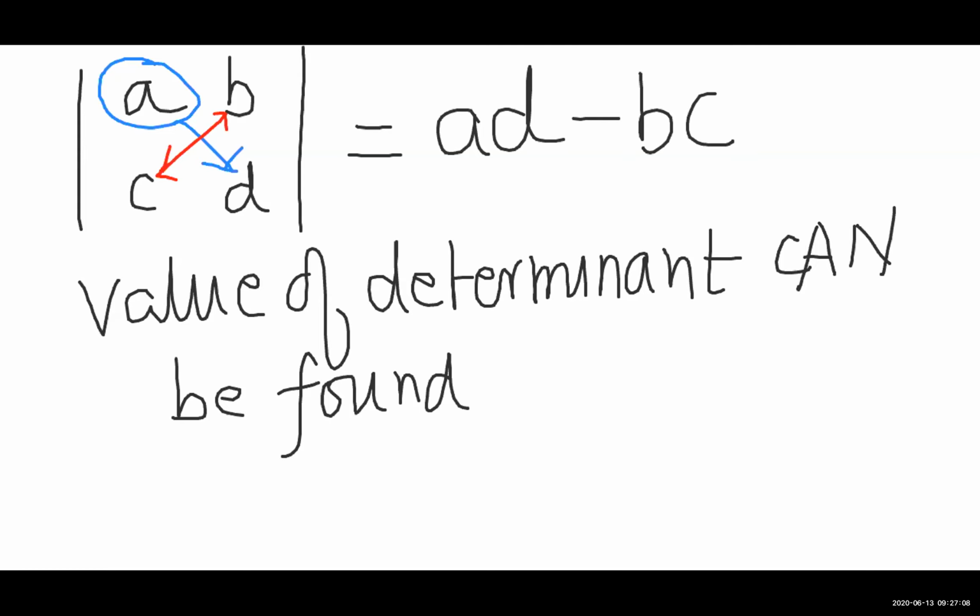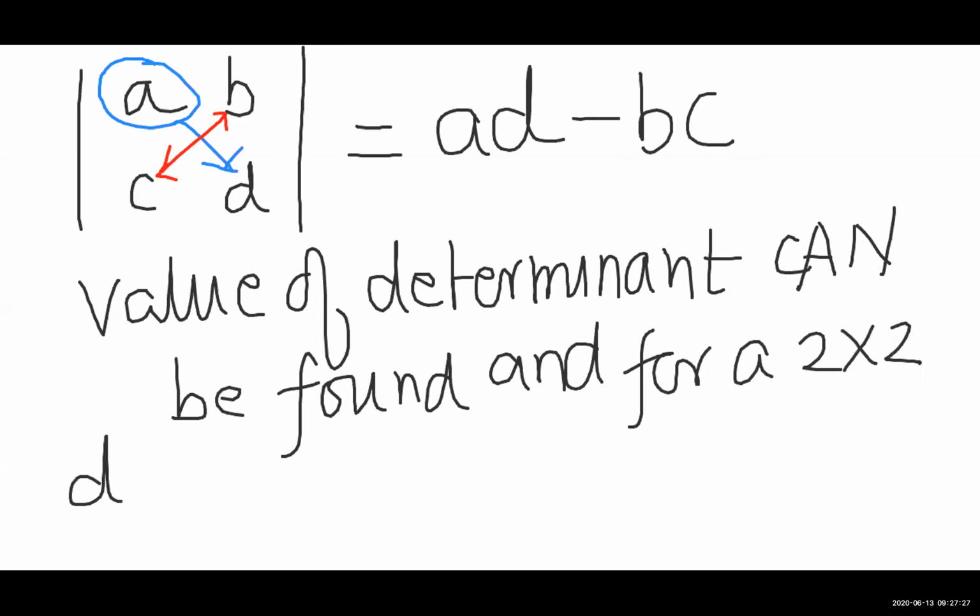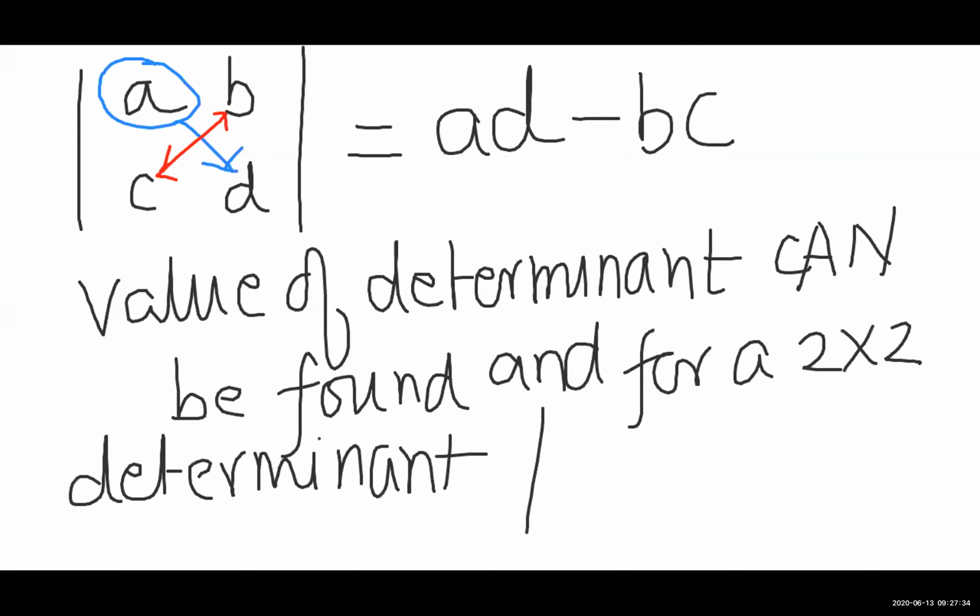हाँ अभी आ रहे हैं, more than 2 वाले में आते हैं, लेकिन 2/2 मैट्रिक्स का ये है. So value of the determinant can be found. And for a 2/2 determinant, like A, B, C, D, the value of the determinant is AD minus BC.